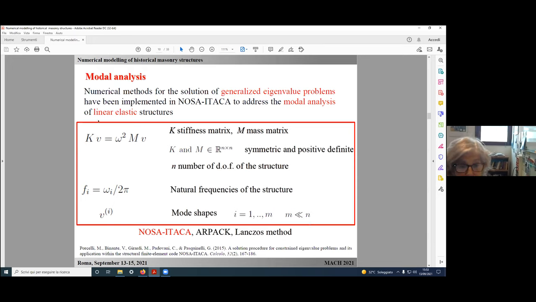So we consider this generalized eigenvalue problem in which matrices K and M are the stiffness matrix and the mass matrix. Both K and M are real N by N matrices, symmetric and positive definite, with N the number of degrees of freedom of the structure. And we want to calculate the first m smallest eigenvalues and corresponding eigenvectors of this problem. So NOSA-ITACA relies on the open source package ARPACK and uses the Lanczos method. So we solve this problem and we calculate the frequencies f_i of the structure, and the eigenvectors of this eigenvalue problem are the mode shapes of the structure b_i.